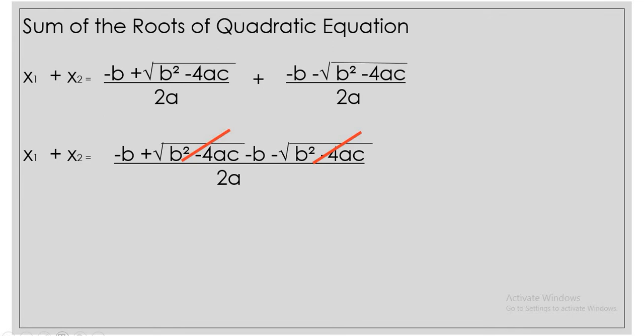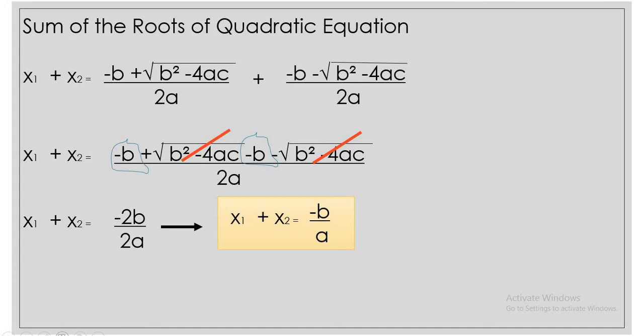Then simplify, cancel. Negative b plus negative b is negative 2b all over 2a. Just copy the denominator. Then your x sub 1 plus x sub 2 will become negative 2b over 2a, which is negative b over a because 2 over 2 is 1. So this is our final formula when you are getting the sum of the roots: negative b over a.